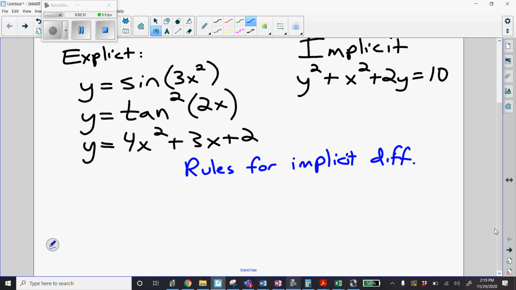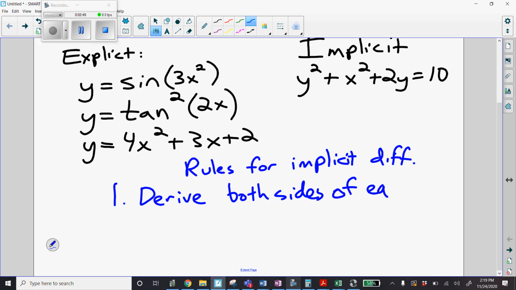So some rules for implicit differentiation. One, make sure you're always deriving both sides of the equation. We're really doing that in explicit equations as well, right? We're just saying dy dx equals. So we are doing the derivative of the left side in all those explicit ones, but sometimes people forget to do it in implicit differentiation. So we're going to do the derivative on both sides of the equal sign.